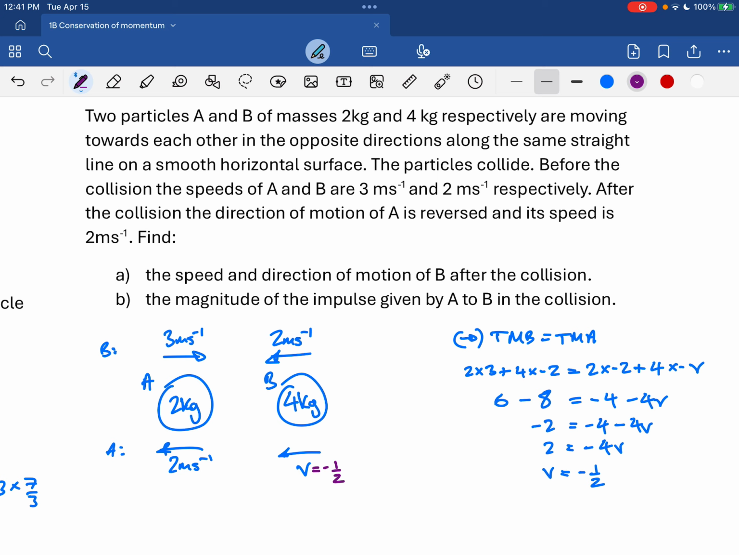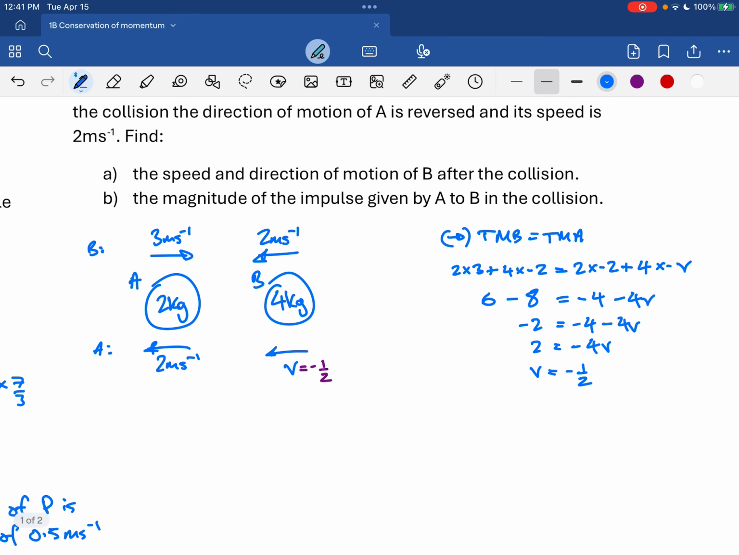So to answer A, the speed and direction of motion of B, well, we know that the direction is reversed, so we're going to write that. So therefore, direction of B is reversed, and with a speed of 0.5 meters per second. So that was question A.